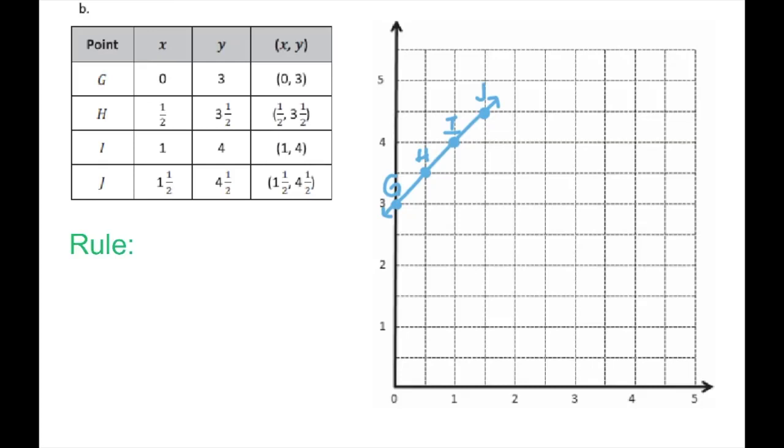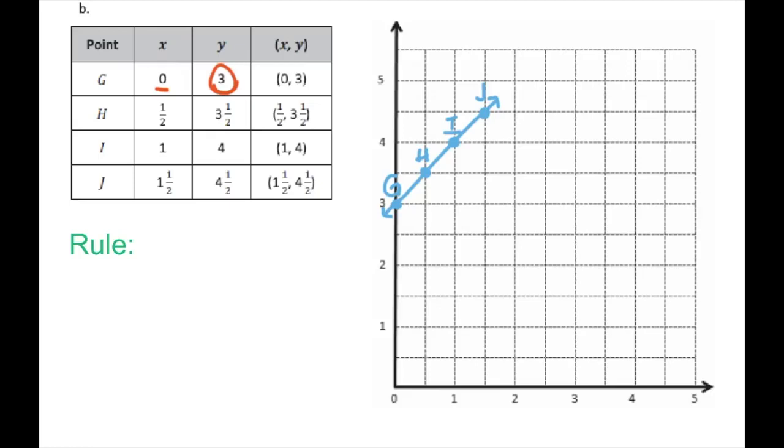You guys are absolute rock stars. Great job. So let's talk through the pattern and rule that we found. I'm going to start by looking at point G. My X is 0 and my Y is 3. So looking at that relationship, I know that 3 is 3 more than 0. Let's make sure that this pattern applies to all the other points.